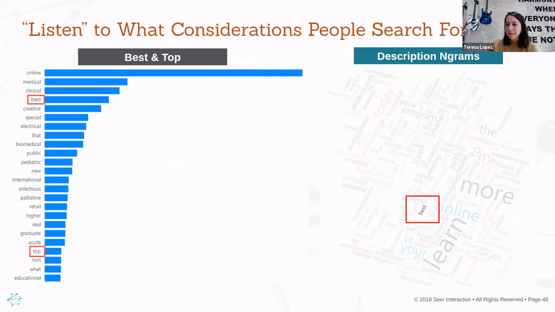And you can see in that little red box, "best" is super small. Of all the words that we ran through our search query report, "best" was the fourth most used modifier, but it's almost non-existent in our ad copy. So it's an opportunity for us to take a step back and say, what are people using to search, and are we addressing those concerns and those problems?